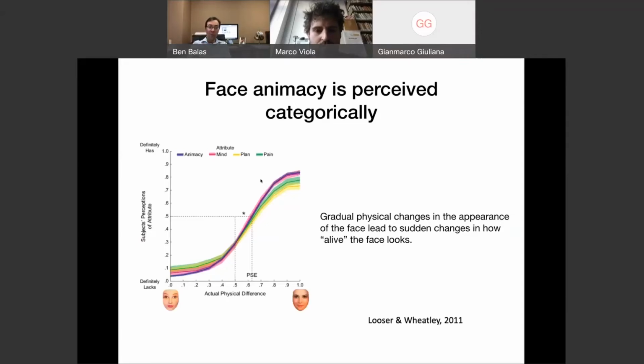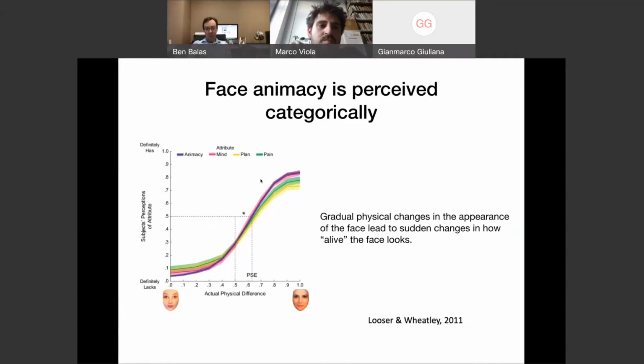And they examine this both by explicitly asking people to categorize animacy, but also by asking them related questions about things like, could this face have a mind? Could this face have its own intentions? Could it feel pain? All these different proxies for agent-like behavior and sort of being a real person led to the same steep boundary between real and unreal.